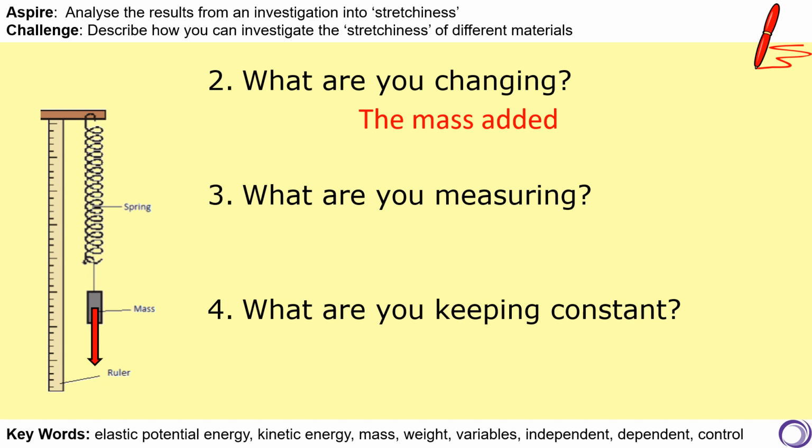Okay, so the first time we do it, we've added 50 grams. The second time, we've added a total of 100 grams. The third time, it would be 150. The fourth time, it would be 200, etc., until we get to 300 grams added.